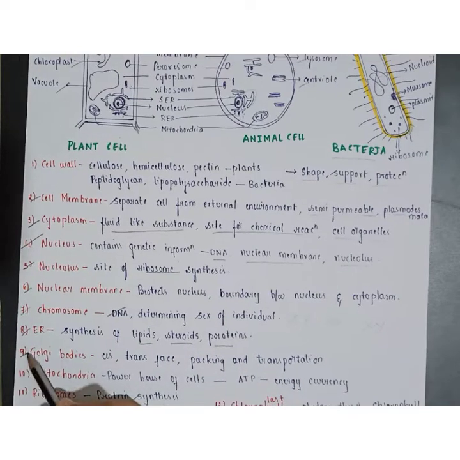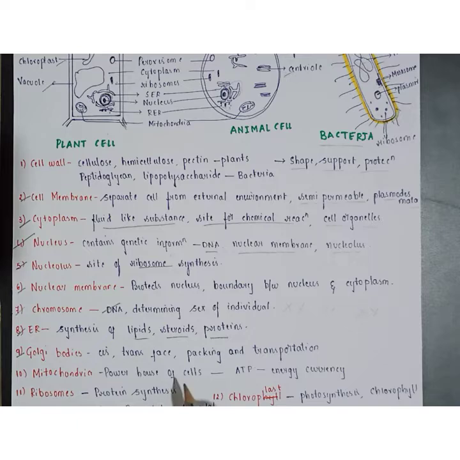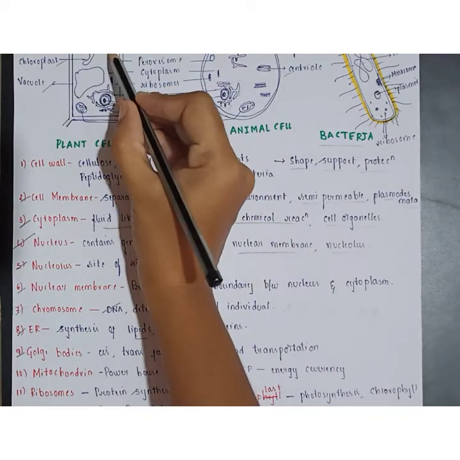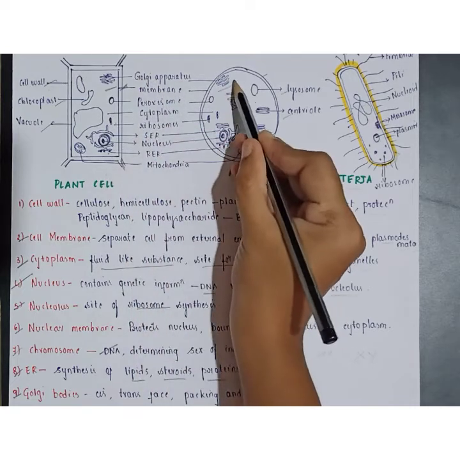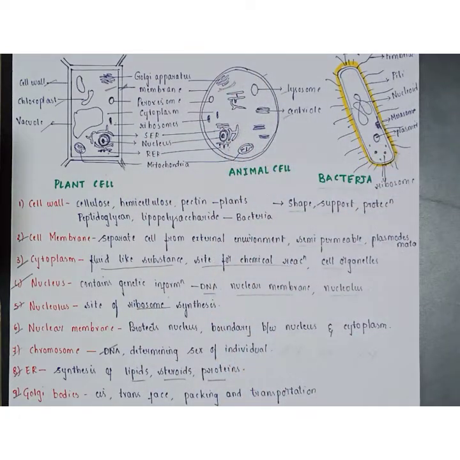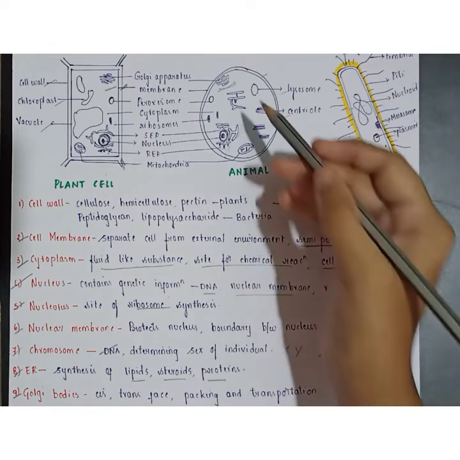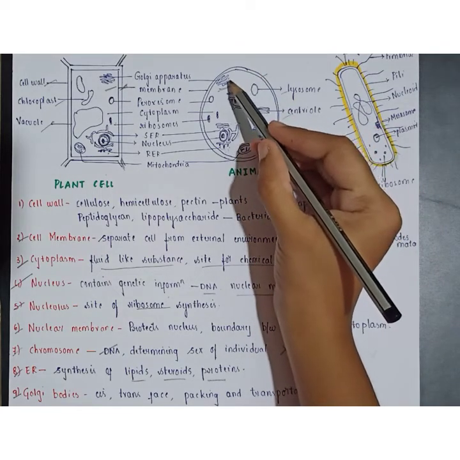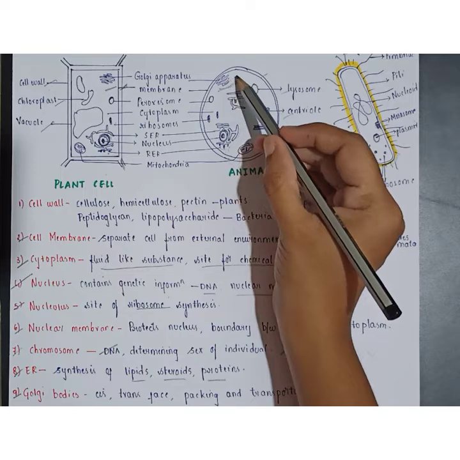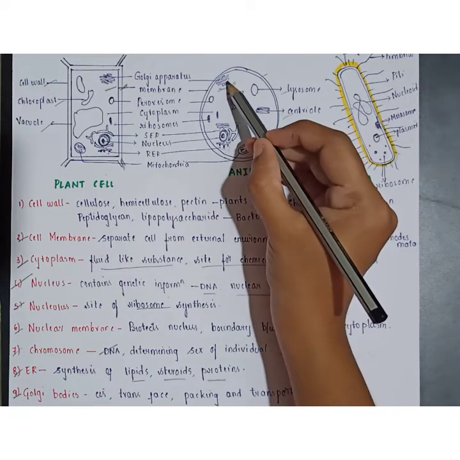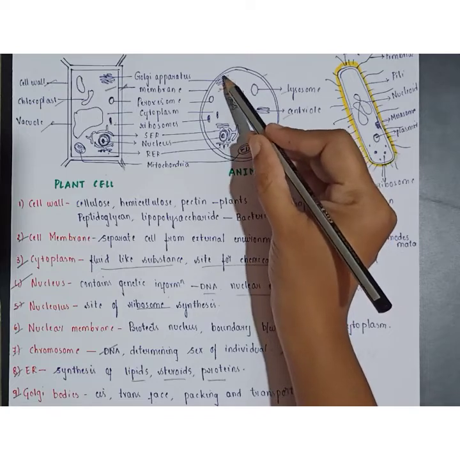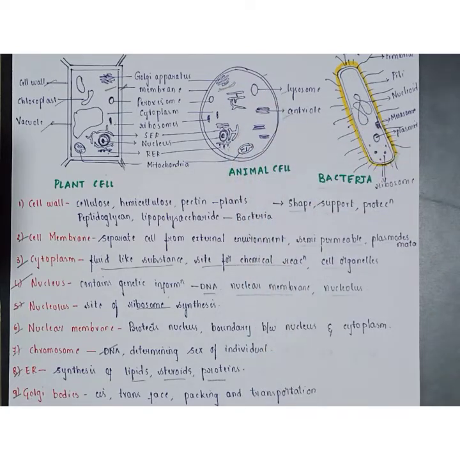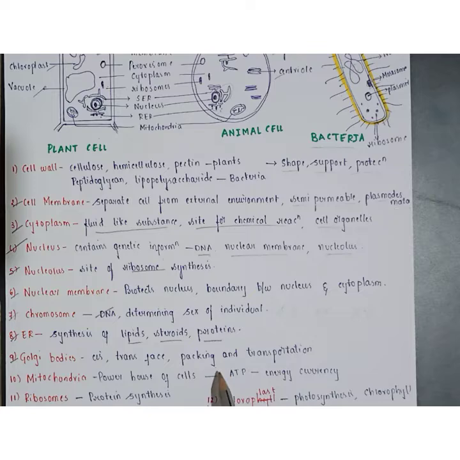And the next one is Golgi bodies. This is an example of Golgi bodies. These Golgi bodies contain cis and trans faces, and these are useful for the packaging of materials within the cell. So if the cell needs to transfer proteins from inside of the cell to the endoplasmic reticulum, the Golgi apparatus performs the function of packaging and transportation.